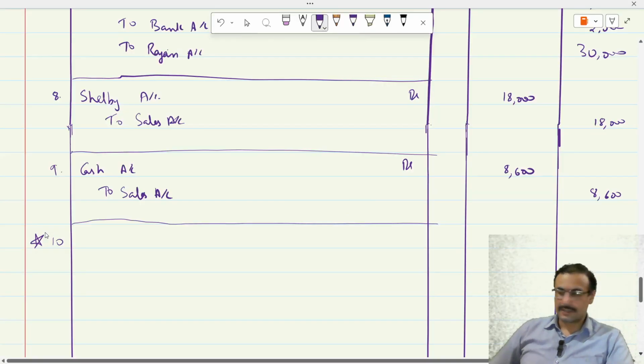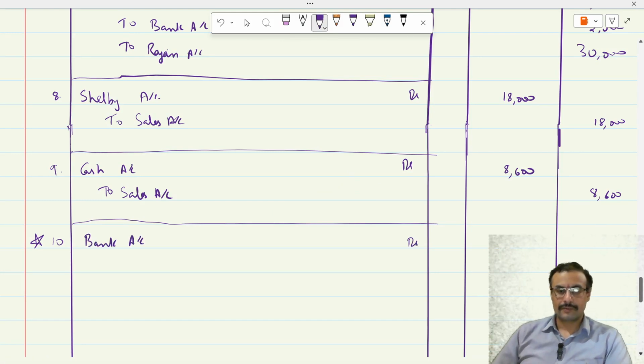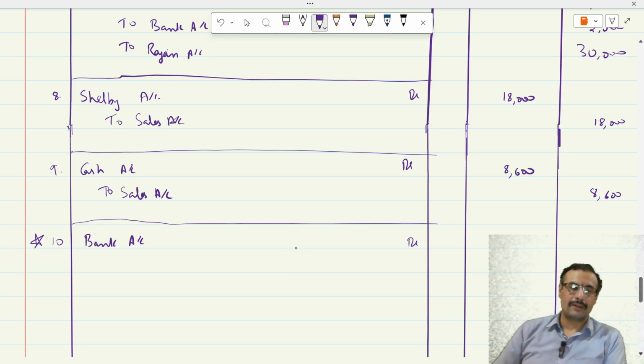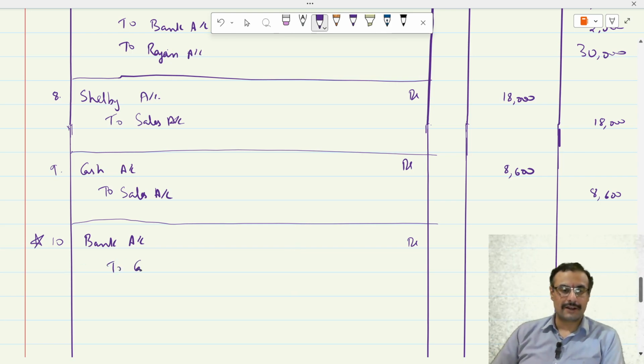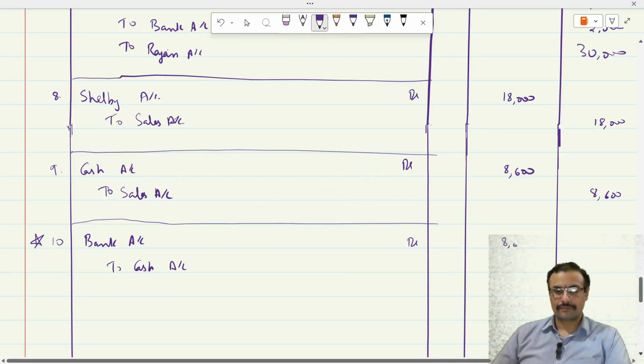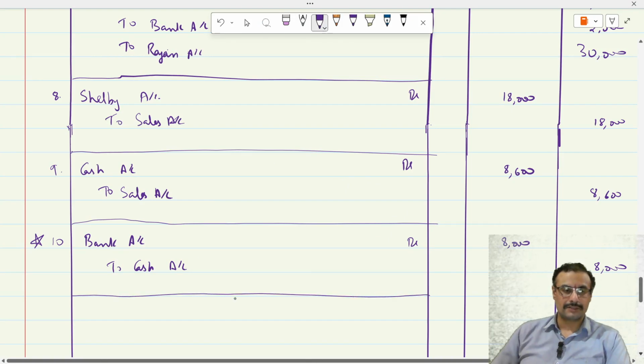Then deposited into bank. If I am depositing into bank, my bank balance will increase, right? So bank account debit. I have deposited cash only. I have not deposited any furniture or any goods. I will deposit money only from my cash box. My cash will reduce. So to cash account. Bank account debit to cash account. Amount involved is 8,000. Bank account debit to cash account, being cash deposited into bank or being bank deposit made.